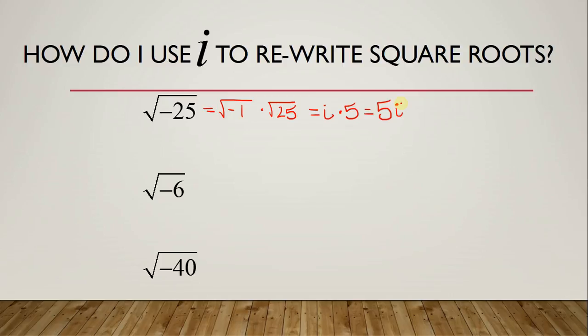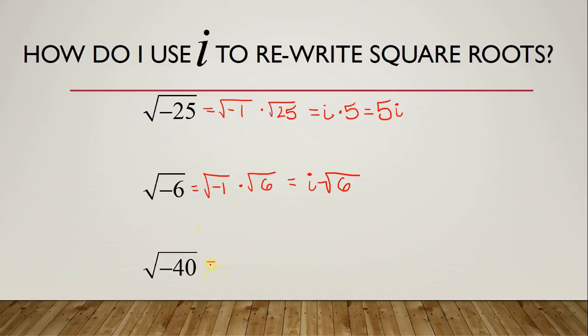So basically that negative, all it does is make an i on the outside. So same thing here. I can break this into the square root of negative 1 times the square root of 6. This is just i. Square root of 6 does not break down. So it would be i times the square root of 6. Not too bad.